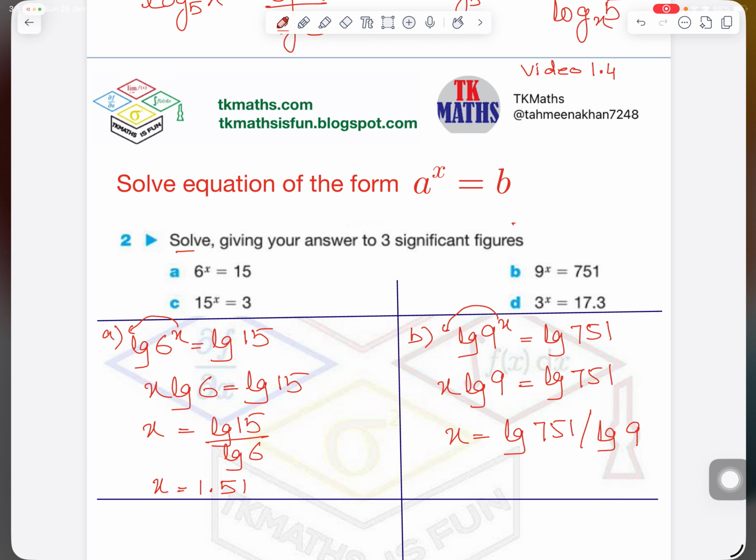And the answer is, let me check in the calculator. You can also try so that if there is any calculation mistake, you can figure it out. So I'm getting x is equal to 3.01. Okay.